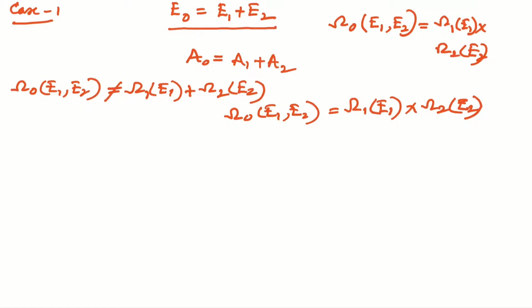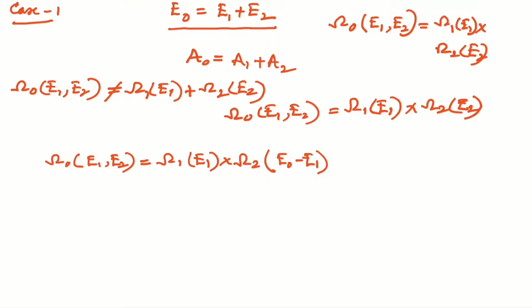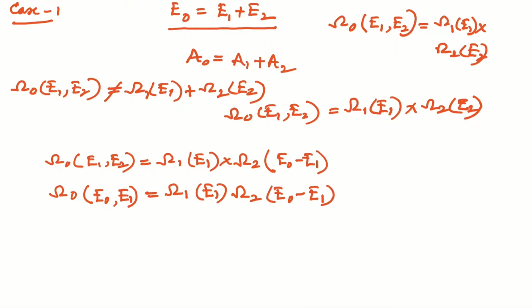As we can see from here, E2 will be E0 minus E1. So omega naught, which is a function of E1 and E2, can be written as the product of omega 1, a function of E1, into omega 2, which is a function of E0 minus E1. Thus omega naught can now be written as a function of E0, which is a constant, and E1. So that is equal to omega 1 of E1 into omega 2 of E0 minus E1. So now one can say that the value of omega naught, which is the number of microstates for the composite system, changes with varying E1. It becomes a function of E1 only.